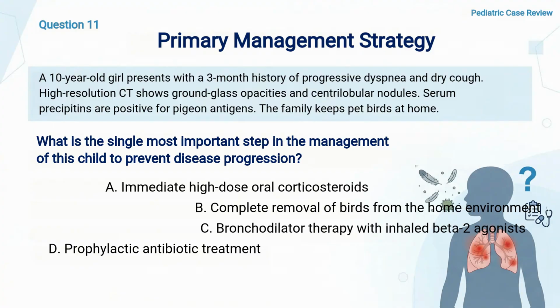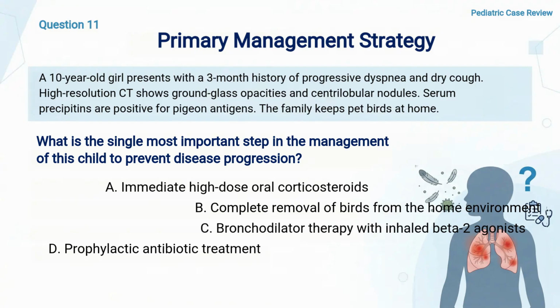Question 11. Primary management strategy. A 10-year-old girl presents with a 3-month history of progressive dyspnea and dry cough. High-resolution computed tomography shows ground glass opacities and centrilobular nodules. Serum precipitants are positive for pigeon antigens. The family keeps pet birds at home. What is the single most important step in the management of this child to prevent disease progression?